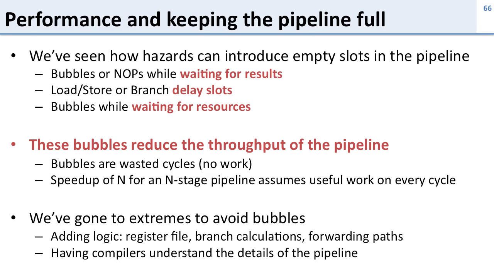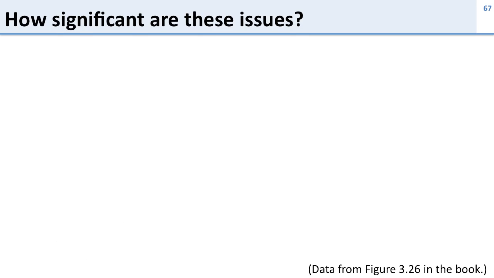We changed the register file, we moved the branch calculations around, we added forwarding paths and forwarding logic, and we had the compiler understand the details of the pipeline. So the compiler needs to be able to put instructions in the load, store, and branch delay slots. So we've gone through lots of work to try and get rid of these bubbles. Now let's take a look at how significant these issues are.